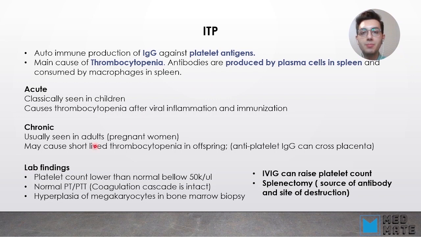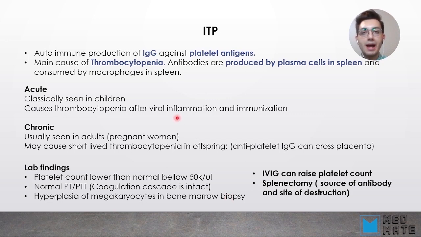We have to mind lab findings in ITP: platelet count lower than normal, below 50K, and that's because these platelets are being consumed by macrophages in the spleen. Now, in patients who have ITP, we have normal PT and PTT because the coagulation cascade is intact and there is nothing wrong with the cascade itself, so the PT and PTT are completely normal. We have hyperplasia of megakaryocytes in bone marrow biopsy because, again, these platelets are being consumed by macrophages, so the bone marrow needs to compensate for that. Therefore, we have hyperplasia of megakaryocytes there.